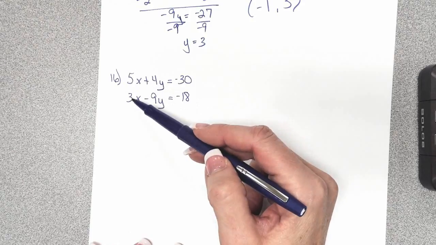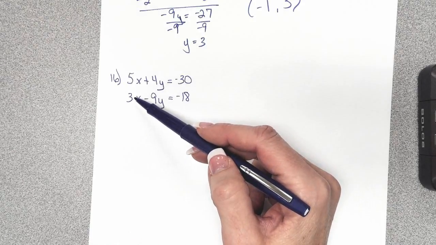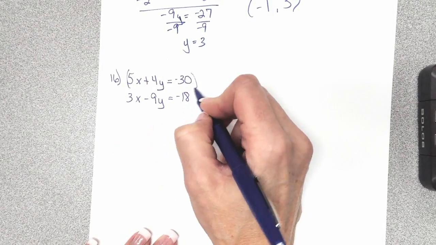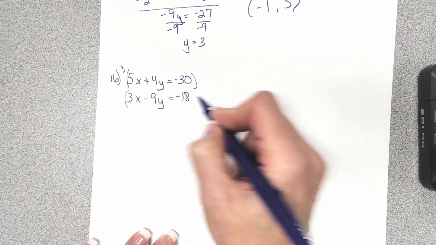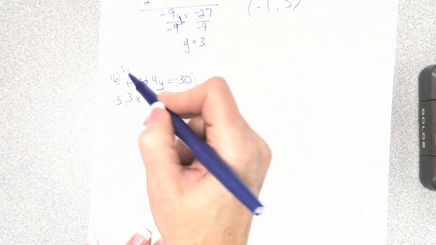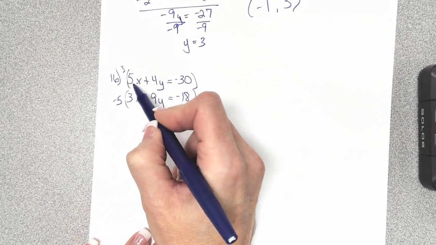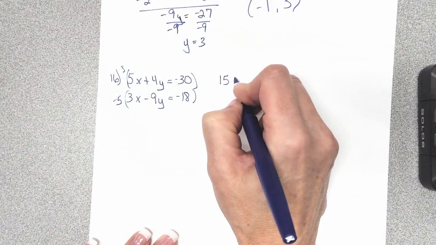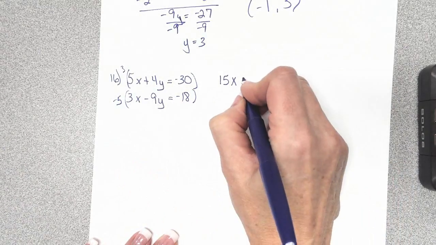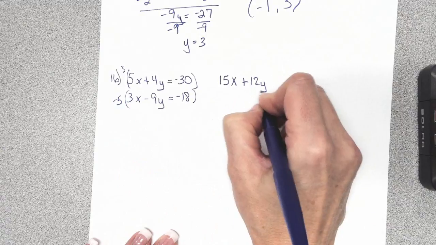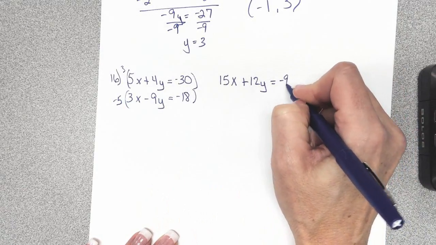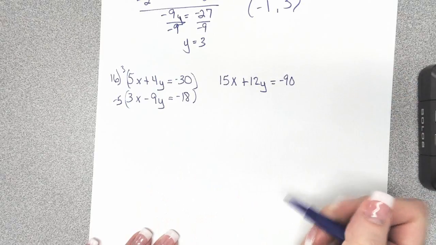But they're both positive, so one of the things I multiply has to be a negative, so I get different signs. I'm going to use a positive 3 on top and a negative 5 on the bottom. And we got to distribute. So 3 times 5x is 15x. 3 times 4y is 12y. And 3 times negative 30 is negative 90.